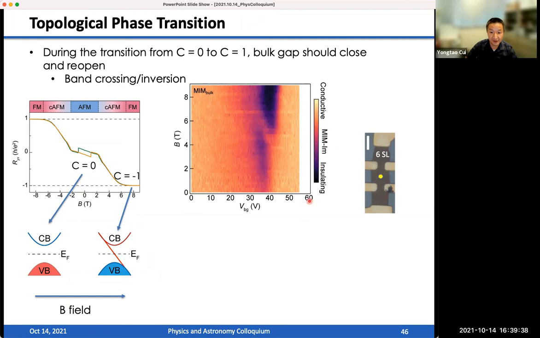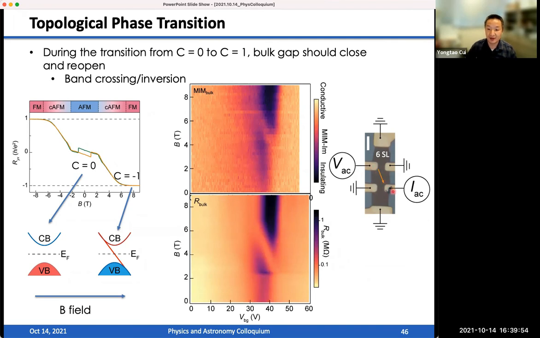And then we tune the gate. At the same time, we tune the magnetic field to drive it from the antiferromagnet to a ferromagnetic case. And we see a map like this. And then we can do an alternative measurement purely using transport. And we can design the lead configuration such that we only measure the conduction through the bulk. We get a map like this. So they're actually very similar to each other. So that confirms that both the microwave impedance microscopy (MIM) and the transport resistance are measuring only the local bulk property.